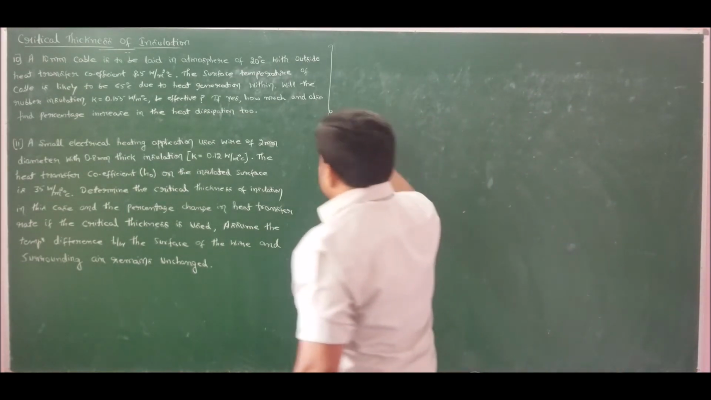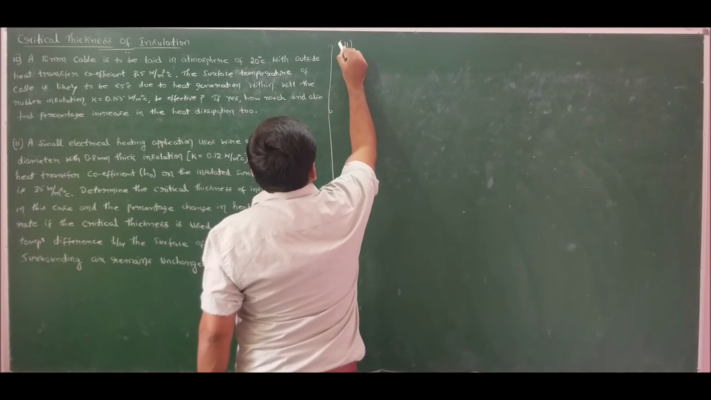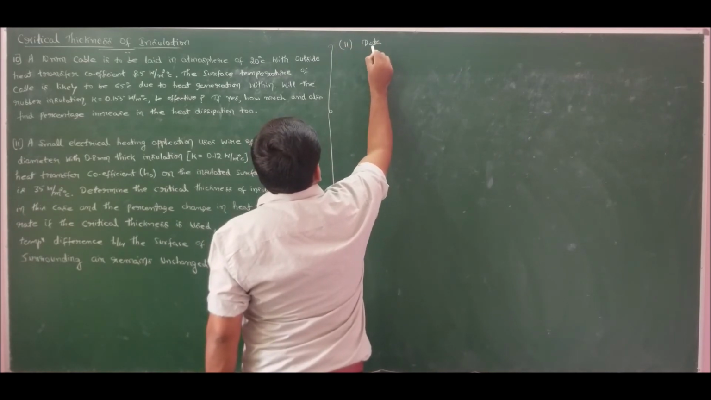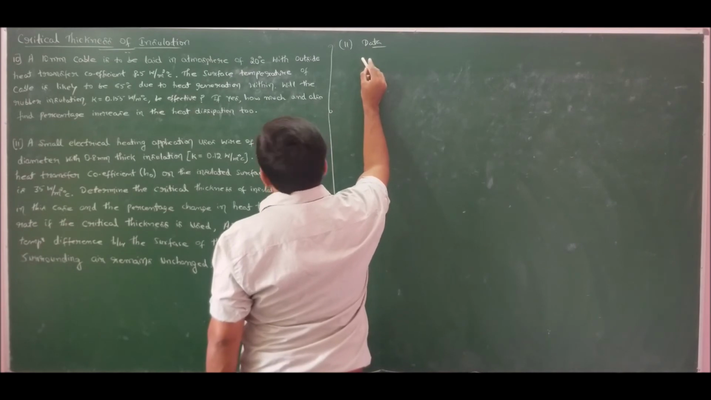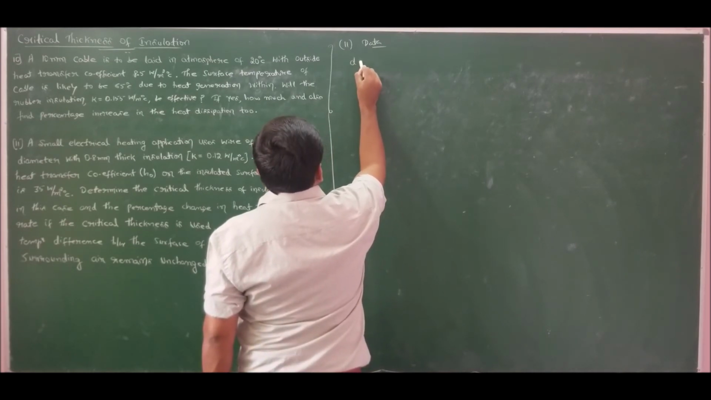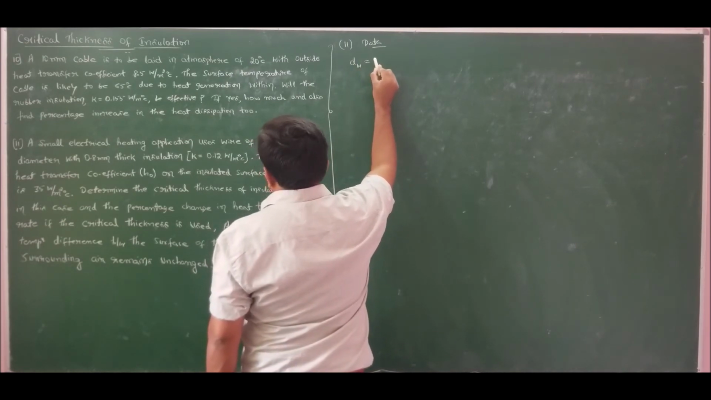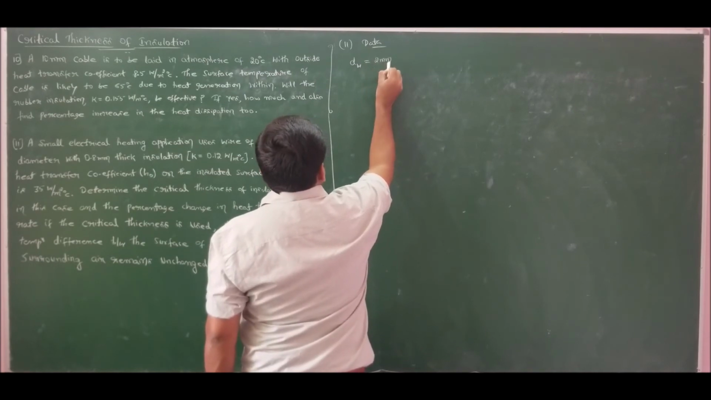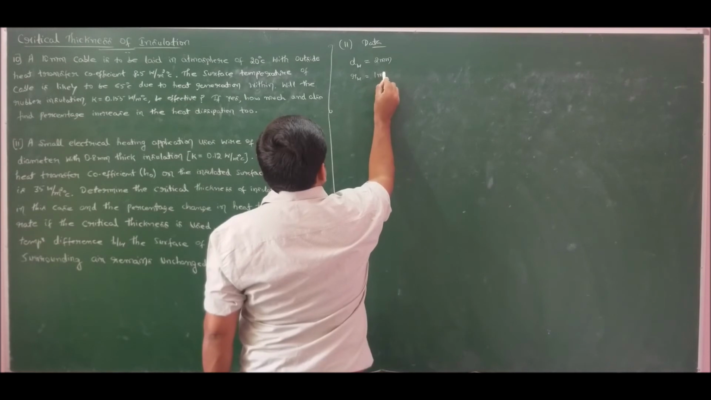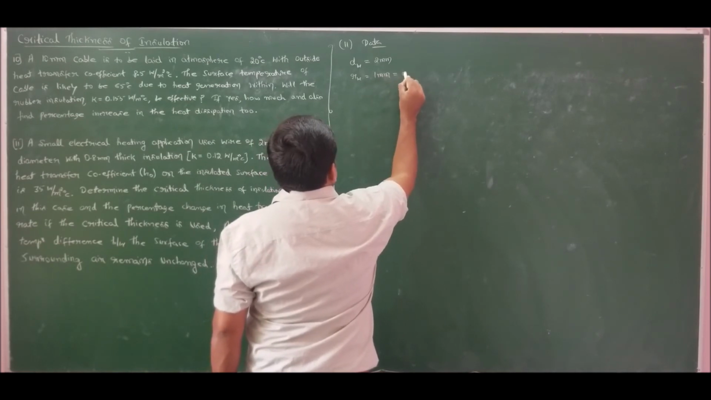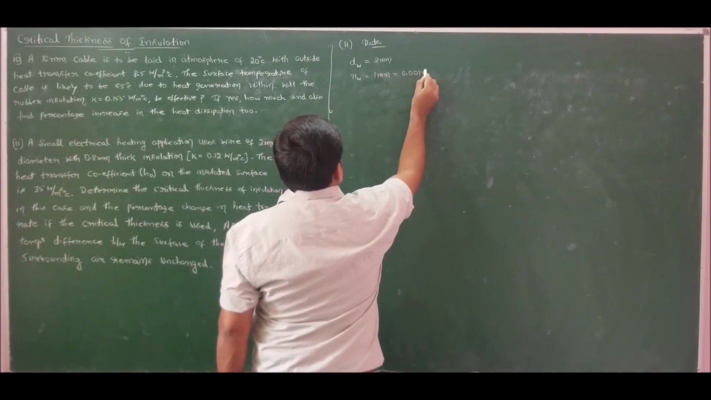Now, if I list out the data given and analyze problem number 11, we have a small electrical heating application wire of 2 mm diameter. We have the diameter of the wire, which is specified as 2 mm. Hence, the radius of wire will be 1 mm, which is nothing but 0.001 meters.